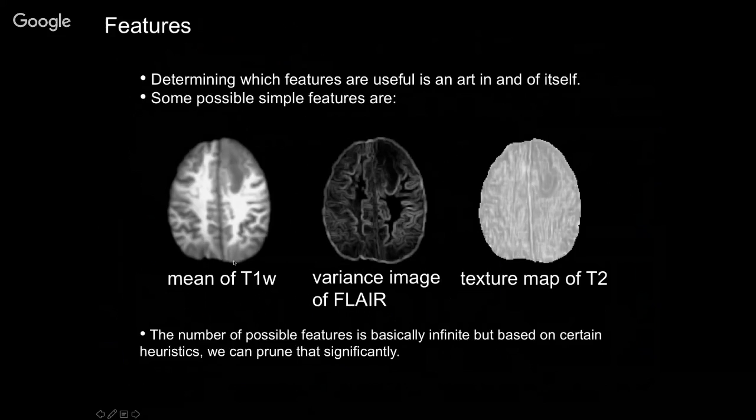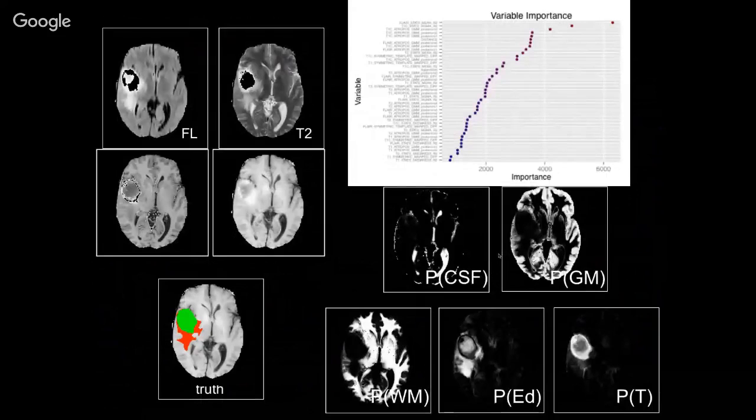And so the available features really are infinite, but the kinds of features that we may be looking at might be the mean of a T1 weighted image, the variance of an image on FLAIR, or the texture map of a T2 weighted image. And by understanding the precise characteristics across these various ways of looking at imaging, we're able to essentially classify lesions or classify pathologic phenomena in imaging.